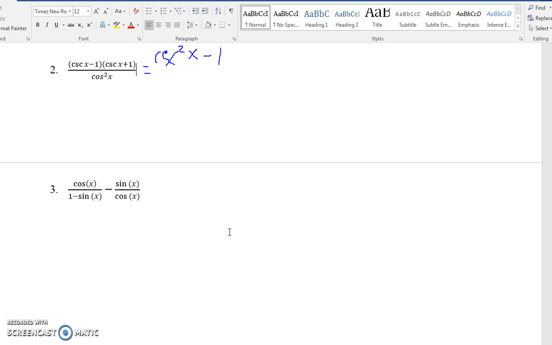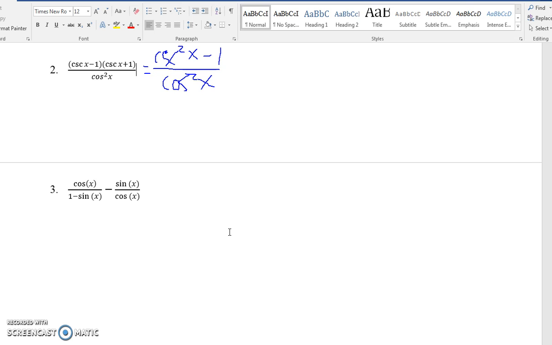Okay, so if you go through FOIL, first, outside, inside, last, the middle two parts cancel each other out. This is what I'm left with. If you have questions on that, please ask in class tomorrow because you will see that a lot in this unit. Okay, the bottom part, the denominator, I'm not going to mess with right now. I still have cosecant of x being squared.